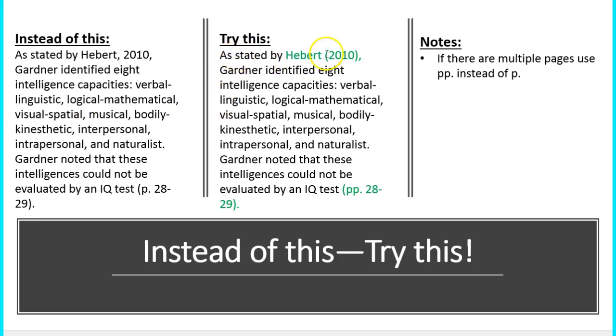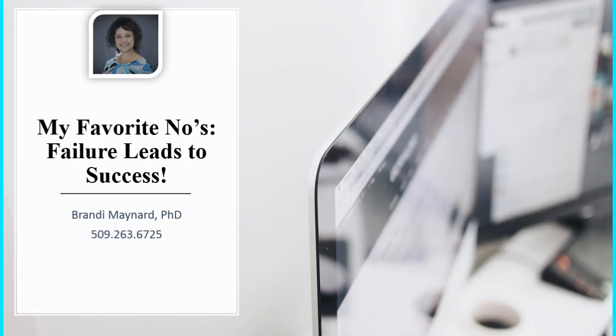As stated by Aber 2010, Gardner identified 8 intelligence capacities. Moving down here, you'll notice that the page number is what is incorrect. If it's more than one page, use pp. and then those page numbers. So for multiple pages, you use pp. instead of p. All right, these are my favorite no's.